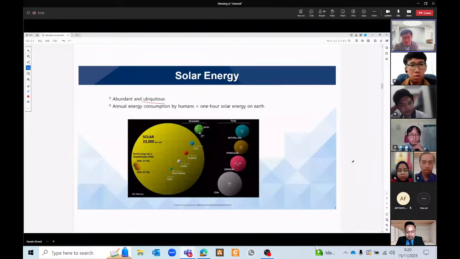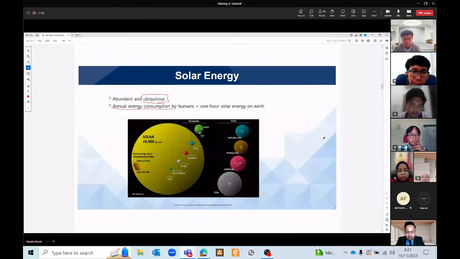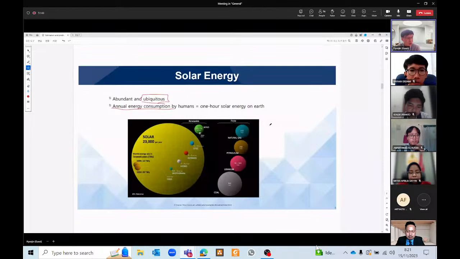So that's another big advantage of solar energy. And then, annual energy consumption by humans is just 1 hour of solar energy on Earth in terms of the amount. The problem is this amount of energy is distributed over the surface of the Earth. Therefore, if you want to collect this energy, you must install a really large area of solar PV. That's the problem. So energy density is much less than fossil fuels. That's the problem of renewables.